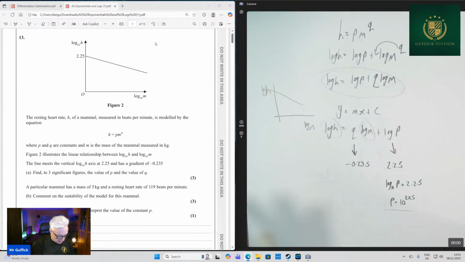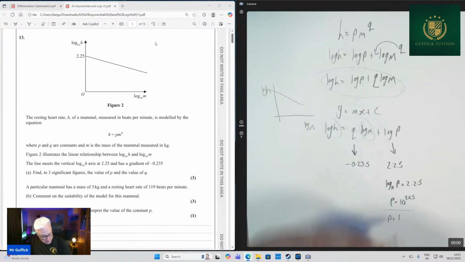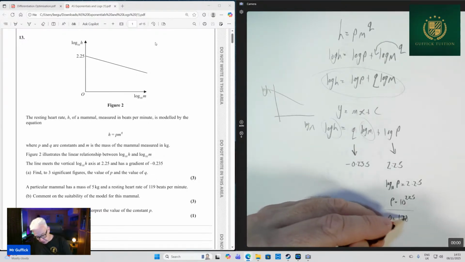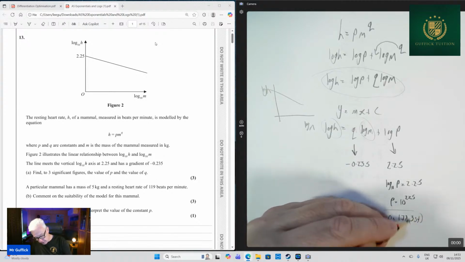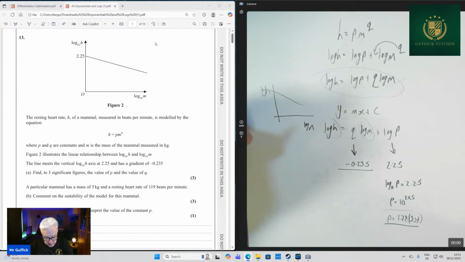So we're going to go 10 to the power of 2.25, which gives us 177. So P is equal to, actually, it's going to be 178 if I go to three significant figures. So we've got P is 178, and we've got that Q is minus 0.235, and that's part A done. And that's the way that I prefer to do that, by like taking logs.